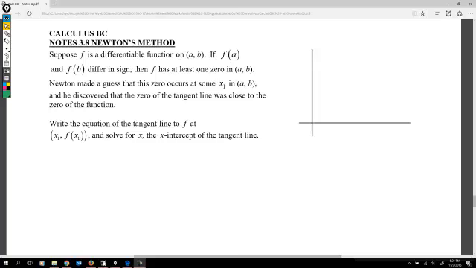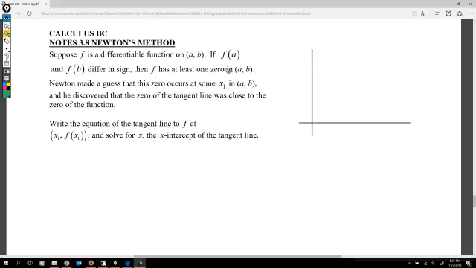Hi everyone, today we're covering Newton's method, which is really useful. It's basically an extension of our tangent line approximations that we did yesterday, and it helps us to find the solutions of a graph. It can help us out especially if it's a complicated graph and we're not sure how to solve it. So first, we're going to derive the formula for Newton's method.